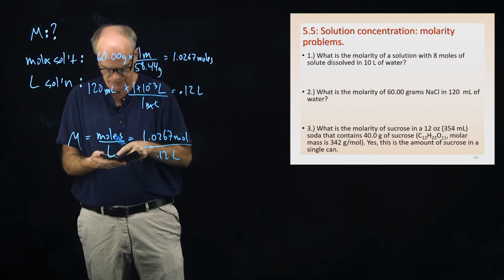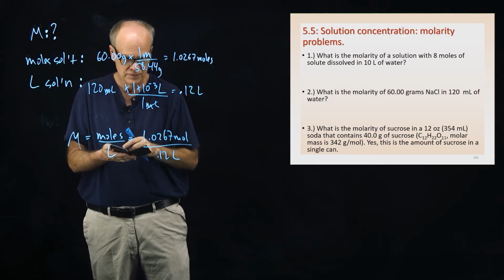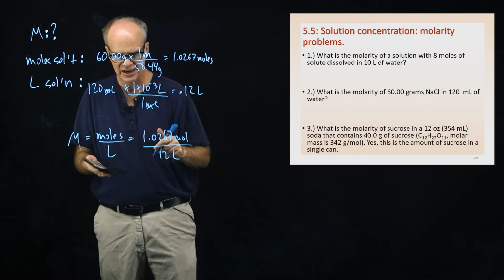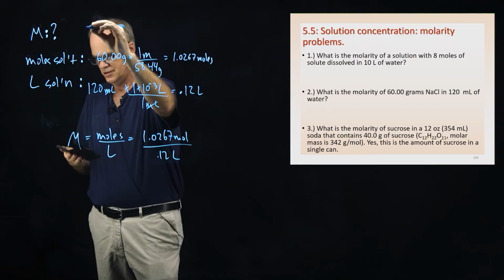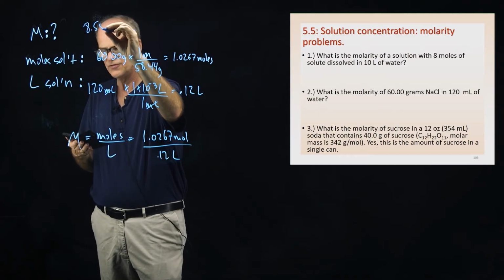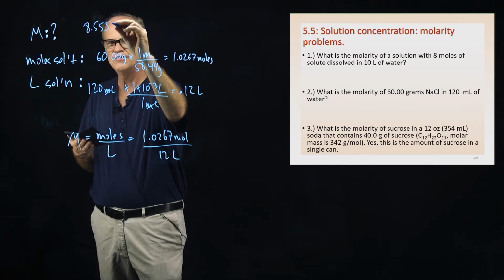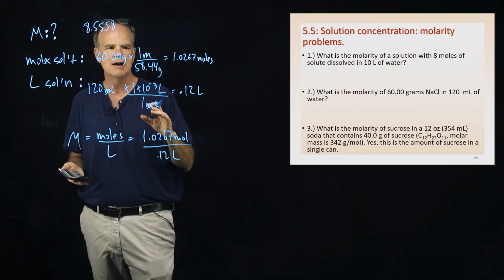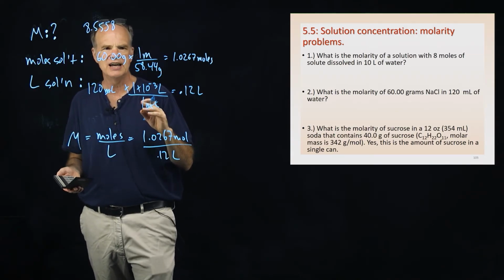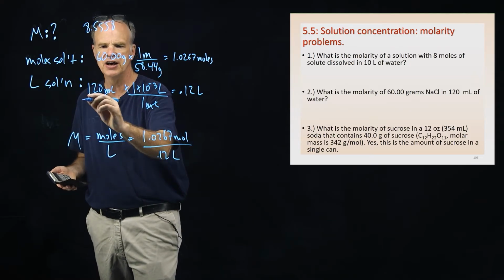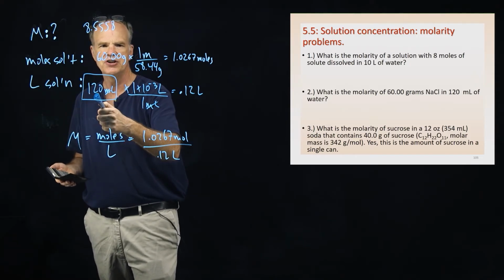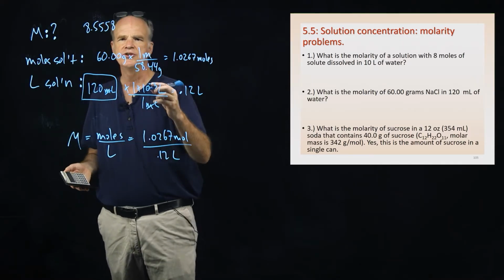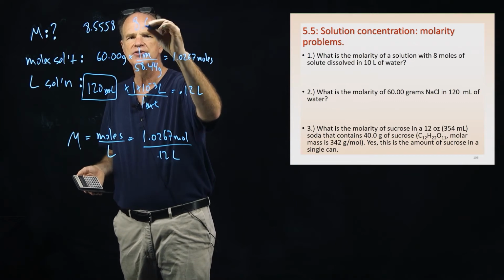And let's see what we get. Okay, and the number I get on my calculator, I'll put it up here, is 8.5558 and so on. Now, what you have to do is convert this into the correct number of significant figures. And what I'm kind of hoping you'll notice is that we're kind of limited here to 2 significant figures because 120 milliliters, the first digits are significant, but we should assume the 0 is not. So we're really at 2 significant figures. So the answer for this problem should be 8.6 molar.